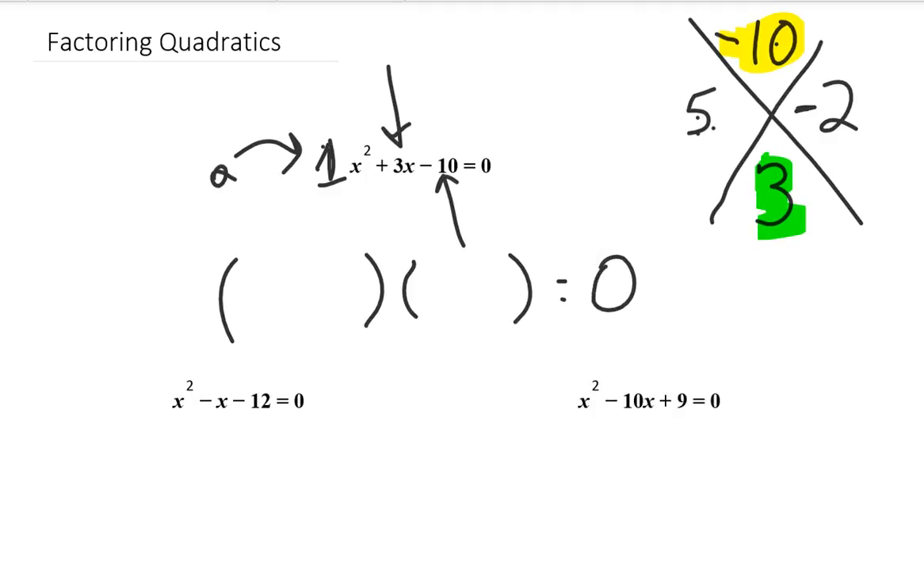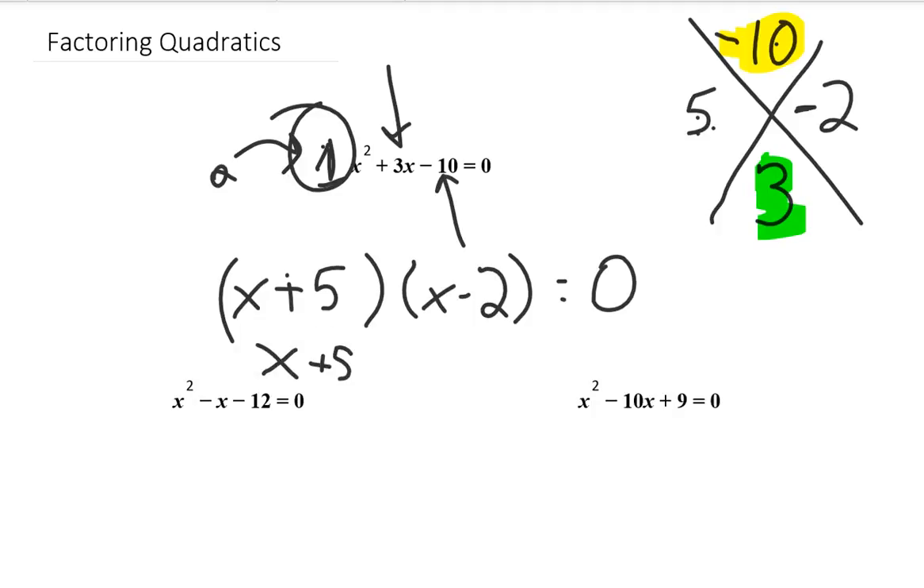I'm going to write them as binomials. So my variable, since I've got a 1 here for A, I can just put x and x. I'll put a positive 5 in here and a negative 2 for these two numbers. Now this problem's not over yet. This kind of just simplifies it for us. Now we know that either x plus 5 has got to equal 0, or x minus 2 has got to equal 0. So really simple math here.